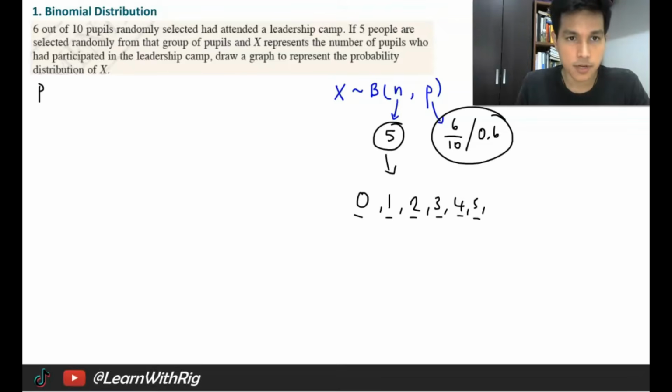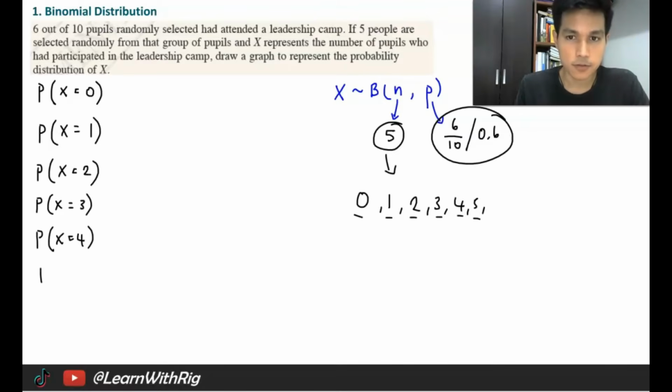So that means you must find the probability that no one attends. That means X equals 0. Or you must also find the probability that 1 person attends. You must find the probability of 2 persons, and so on. You must find all.